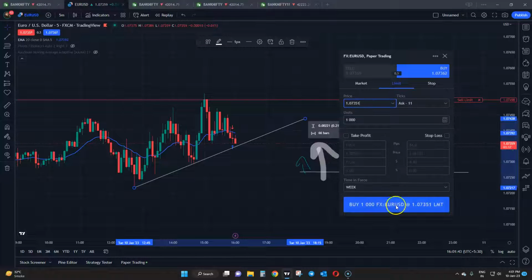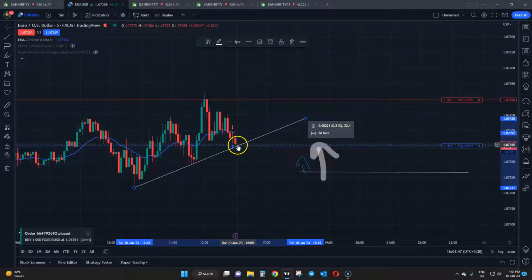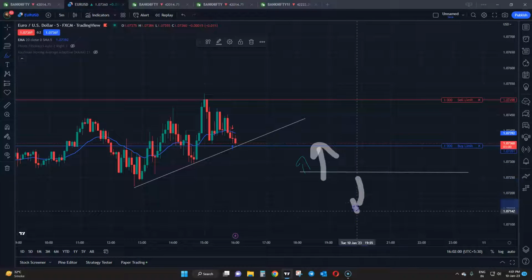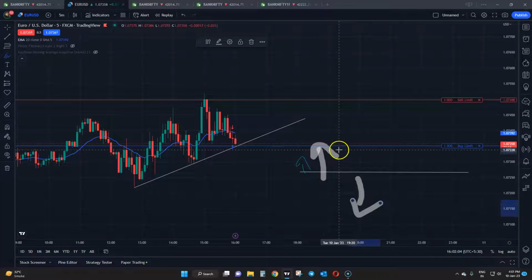1.07351. So then this becomes a limit buy order. The moment the stock comes here, the buy order gets executed, and then I'm in the market, right? So a limit buy order is an order which is below the current market price. A limit sell order is an order which is above the current market price, right?